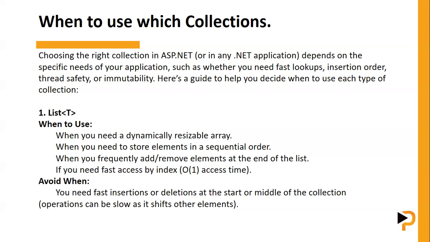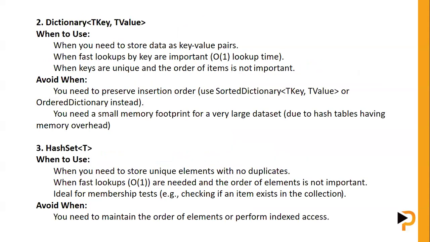So list is a good data structure for these kinds of requirements. Next one, dictionary. Whenever you want to store data, a dictionary provides you key-value pairs and fast lookup with the help of a key. You can go ahead with it when the keys are unique and the order of the items is not important. So ordering is not important. You can fetch the data by means of a key.